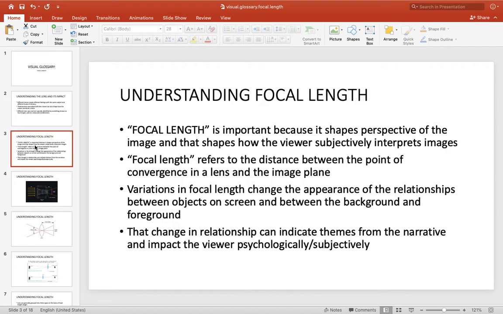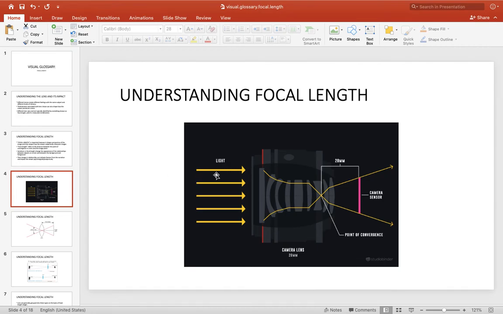Okay, what it means is that when light passes through a lens, those rays of light, maybe I can show you this image. When light passes through a lens, those different rays of light converge. They converge at a point that is sometimes called the point of convergence. Sometimes it's called the optical center of the lens.